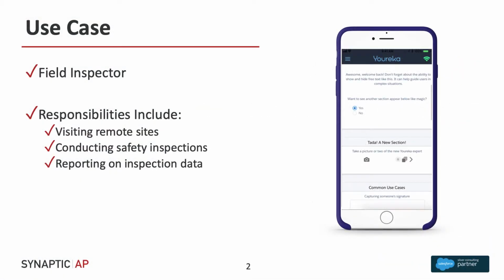Today we're going to play the role of a field inspector. We're responsible for going out and visiting some of these remote sites and conducting a safety inspection. We'll show you one that we have queued up today. After we save that information, we're going to pass it back to Salesforce, and then we'll be able to report on that inspection data. It's going to be very easy and seamless. There's not going to be any double entry of data. We're just going to collect it once, click Save, and it'll all go back up into Salesforce.